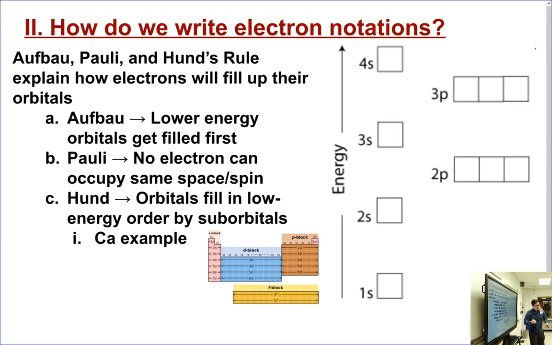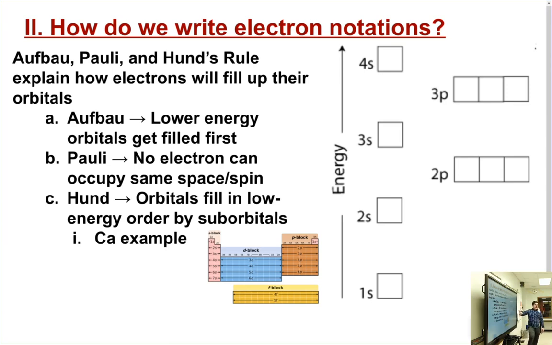Rather than spending a really long time unpacking Aufbau, Pauli, and Hund's rules, we're going to do them all at the same time. All right? Aufbau essentially says the lower energy orbitals get filled first. Pauli says no electrons can occupy the same space. And Hund says fill low energy orbital by suborbitals. And we're going to do calcium as an example here.